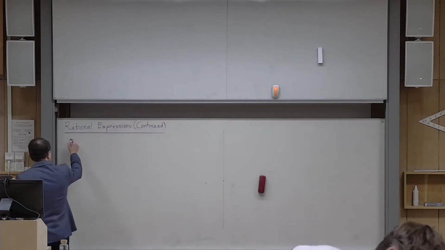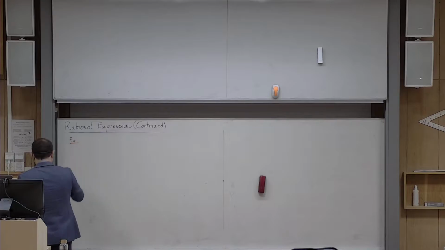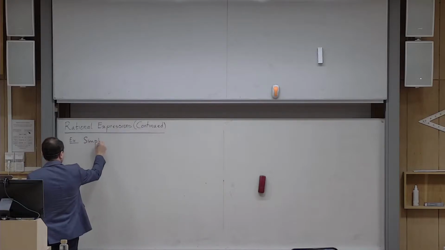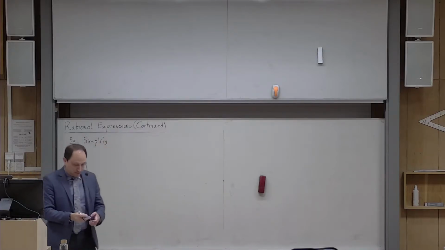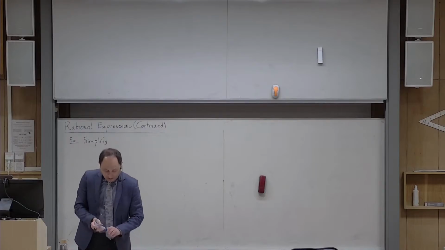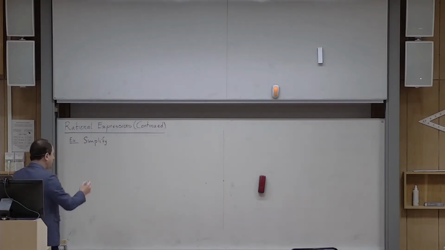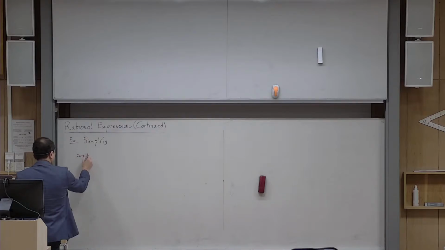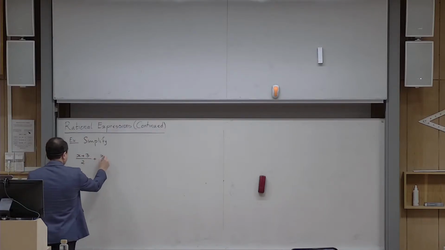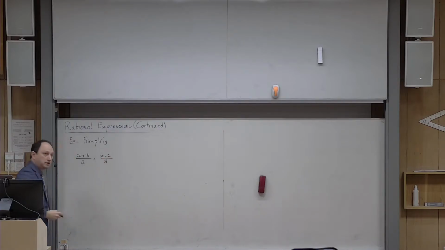So I want to simplify the following rational expressions. Example, simplify. Let me start with a very simple example first. I want to have x plus 3 over 2 plus x minus 2 over 3. I want to add these two fractions. It's a rational expression. Its numerator is a polynomial of degree 1. The denominator is a constant, which can be considered as a polynomial of degree 0. So this is a rational expression I want to add.